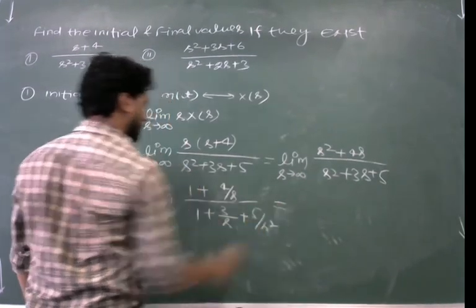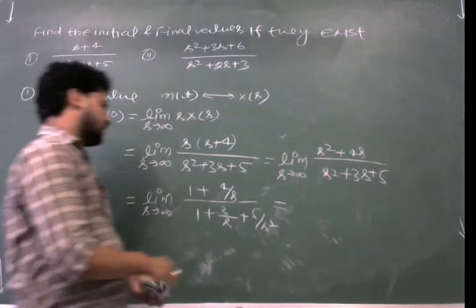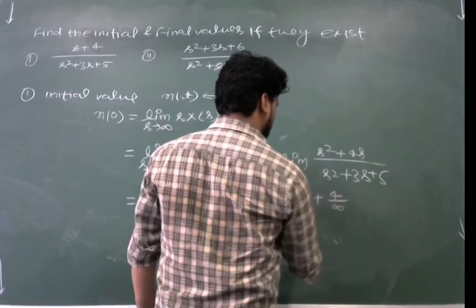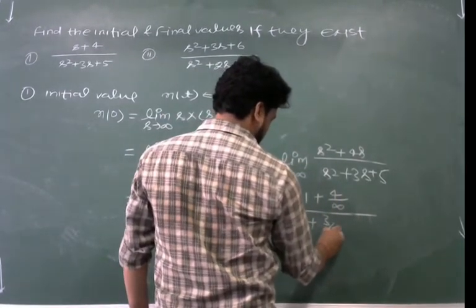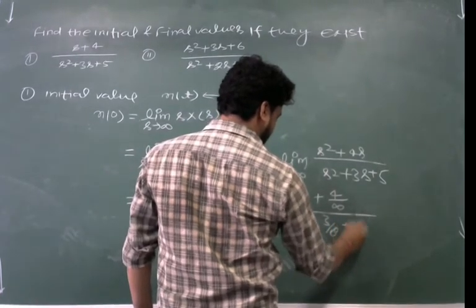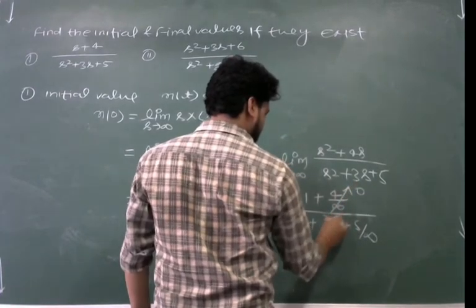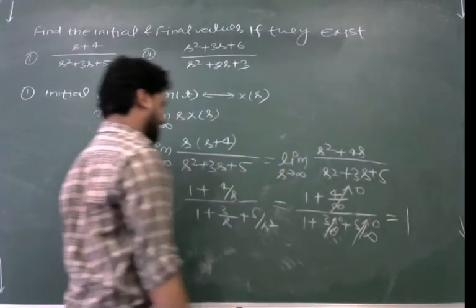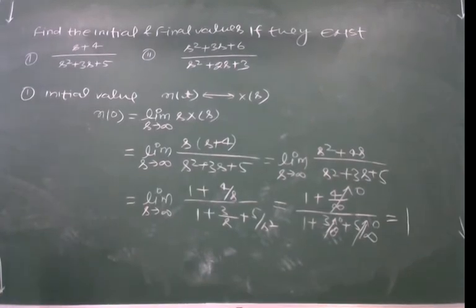Now we can put s equal to infinite in this relation, and this will become 1 plus 4 by infinite upon 1 plus 3 by infinite plus 5 by infinite. This is 0 and this is 0. So the initial value of the given signal will be equal to 1 as given in this example.